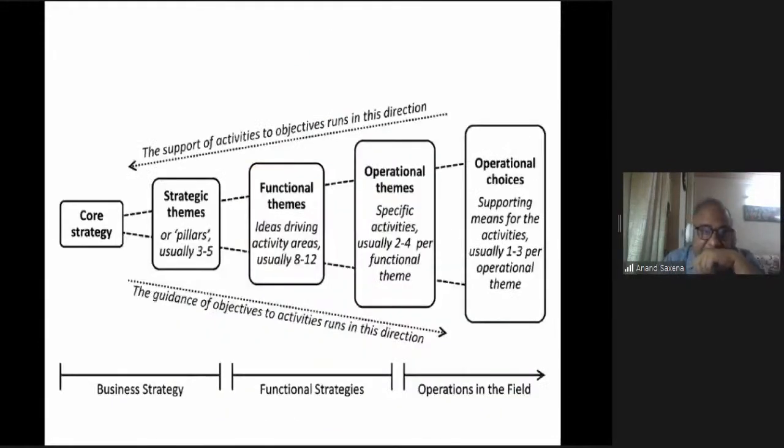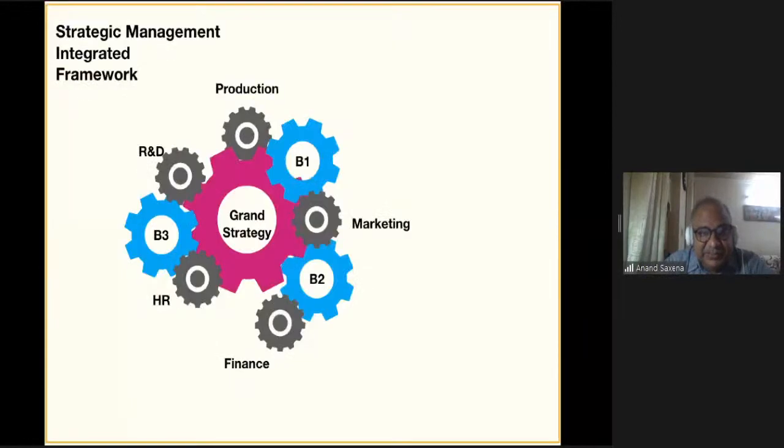So therefore, the functional level strategies can be said to be providing support to the attainment of the core strategy, and the core strategy becomes a guiding framework for the development of the functional level strategy. So that is a standard way of looking at functional level strategies.